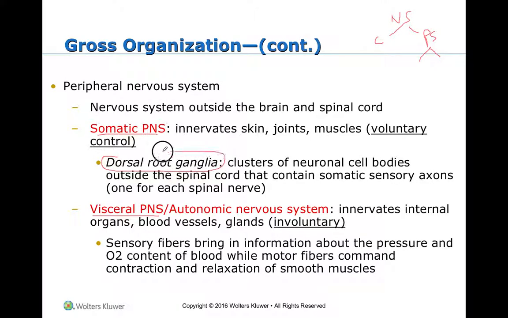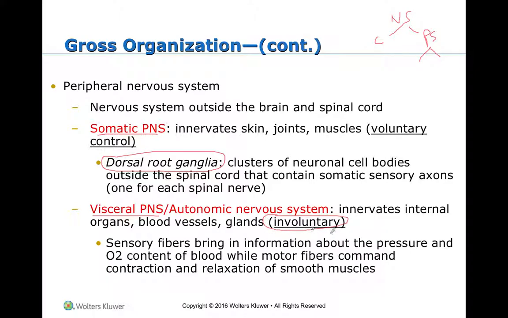These are clusters of neuronal cell bodies that lie outside of the spinal cord, and these are containing those somatic sensory axons, bringing in information from the periphery. Whereas the autonomic nervous system innervates internal organs, blood vessels, and glands, and this is involuntary. So this is communicating critical information to the brain that you do not want conscious control of.